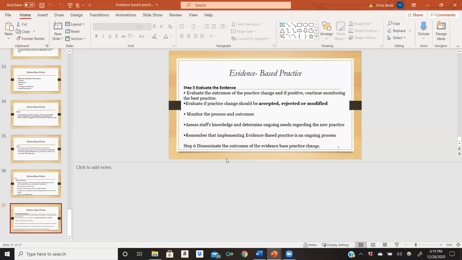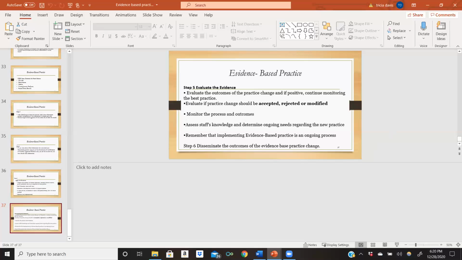And then step 6 would be to disseminate the outcome of the evidence-based practice change. And it's very important for nurses and the patients that we care for to implement evidence-based practice in our clinical practice. When we do this, patients, healthcare professionals, and healthcare systems are able to place more confidence in the care that we deliver and know that the best outcomes for patients and their families are being achieved. So very, very important, evidence-based practice.